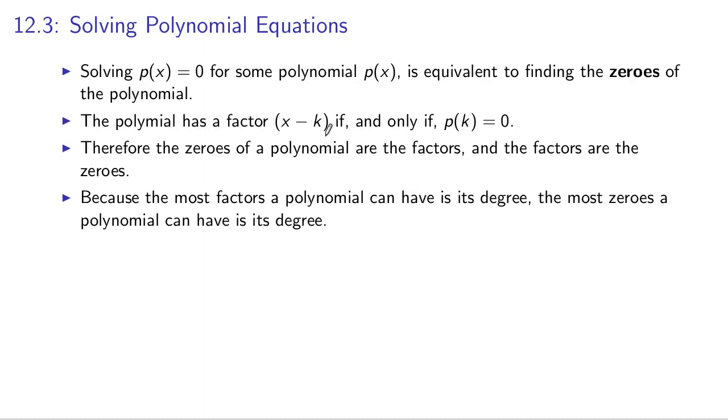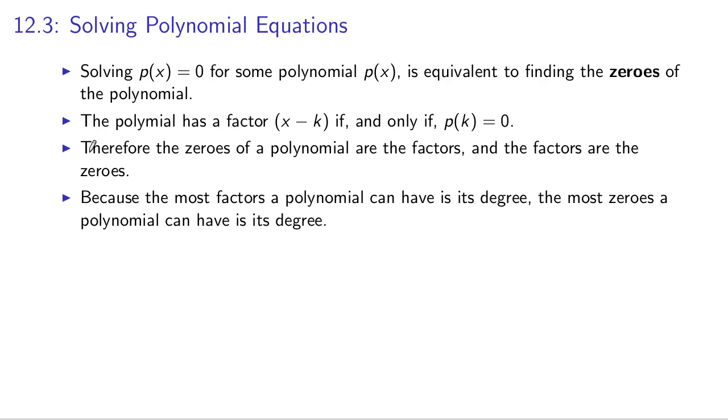Solving p of x equals 0 for some polynomial p of x is equivalent to finding the zeros of the polynomial. In other words, finding where the value of the polynomial is 0 will help us solve the equation when it doesn't equal 0. That may seem obvious, but that's important.